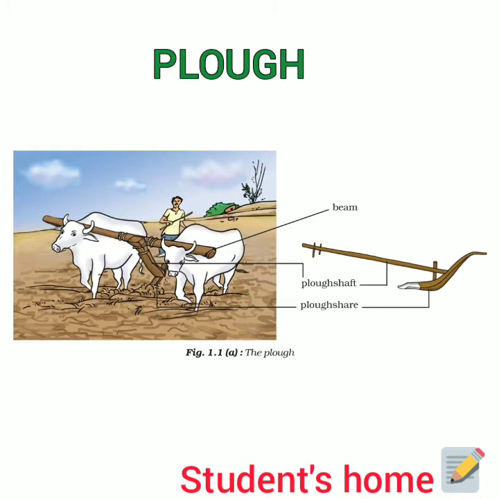The main part of the plough is a long log of wood which is called the plough shaft. As you can see in the picture, there is a handle at one end of the shaft. The other end is attached to a beam which is placed on the bulls' necks. One pair of bulls and a man can easily operate a plough.